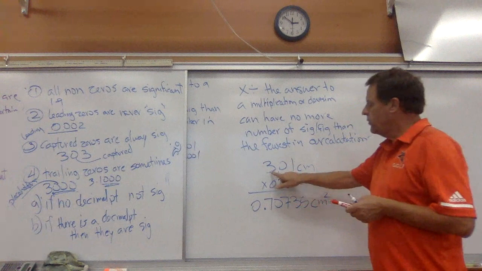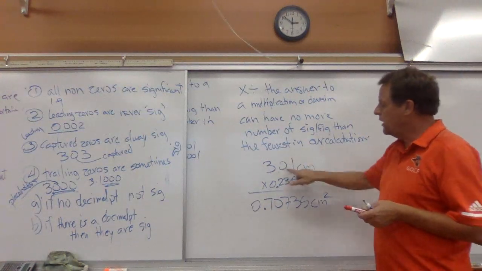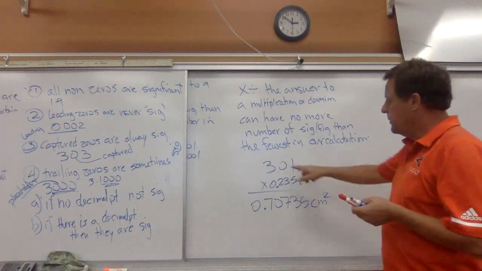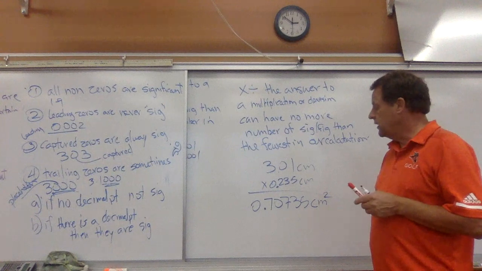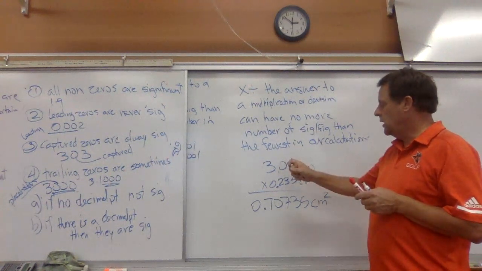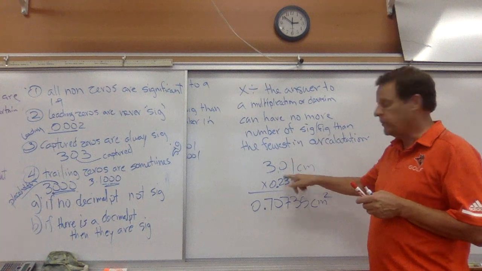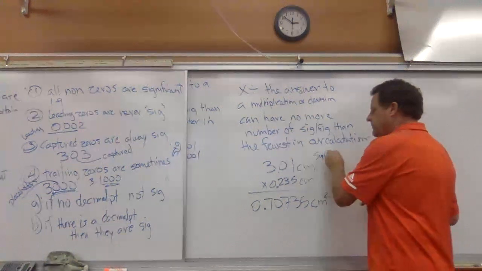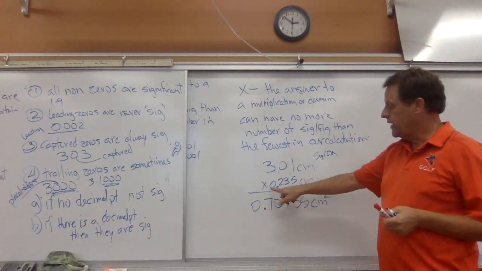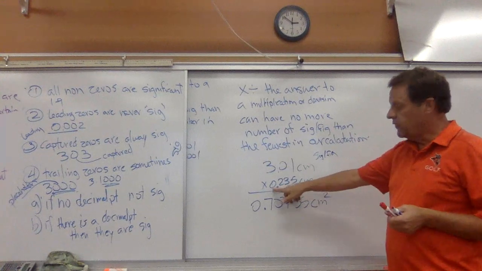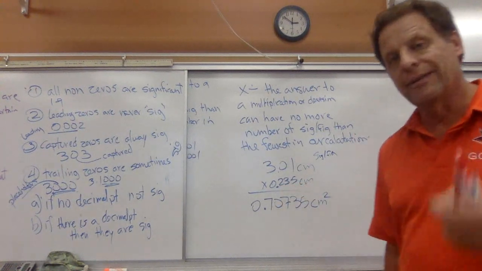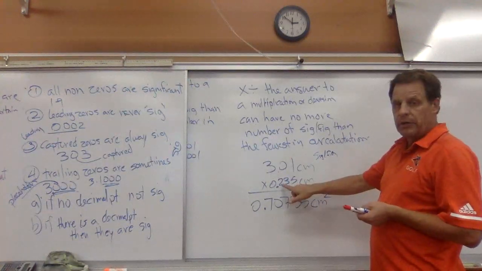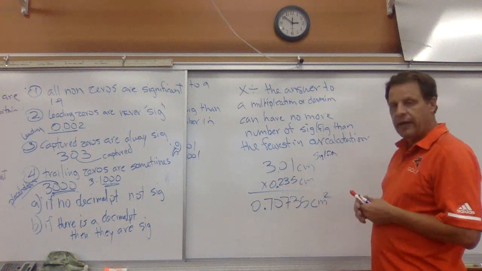So if we go to the top one here, we're going to have 301. Now these non-zeros are always significant. The zeros, that's really the question there. Now remember, this zero is captured, so it counts. So we have three significant figures here. And if we look at this one, we've got 0.235. Now this zero is leading, and so it doesn't count. We're going to start counting when we get to the first non-zero, which is 235, so that would count as 3.